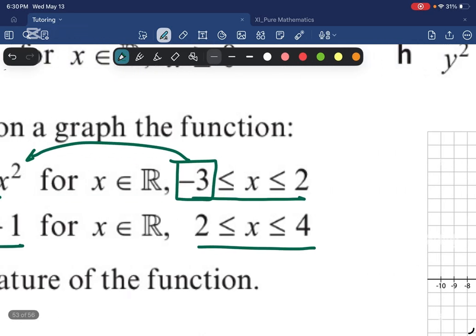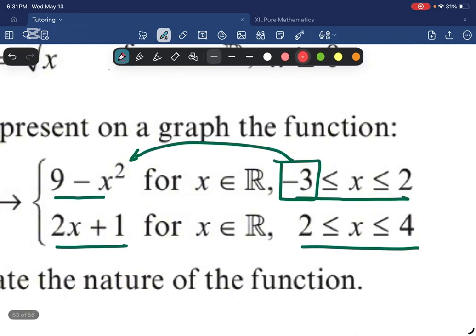And now let's think about the nature of this graph. I can write this equation as y is equal to minus x squared plus 9. So if you remember, if your a is negative for a quadratic function, x squared has this shape graph. If you have negative x squared, it's this shaped.